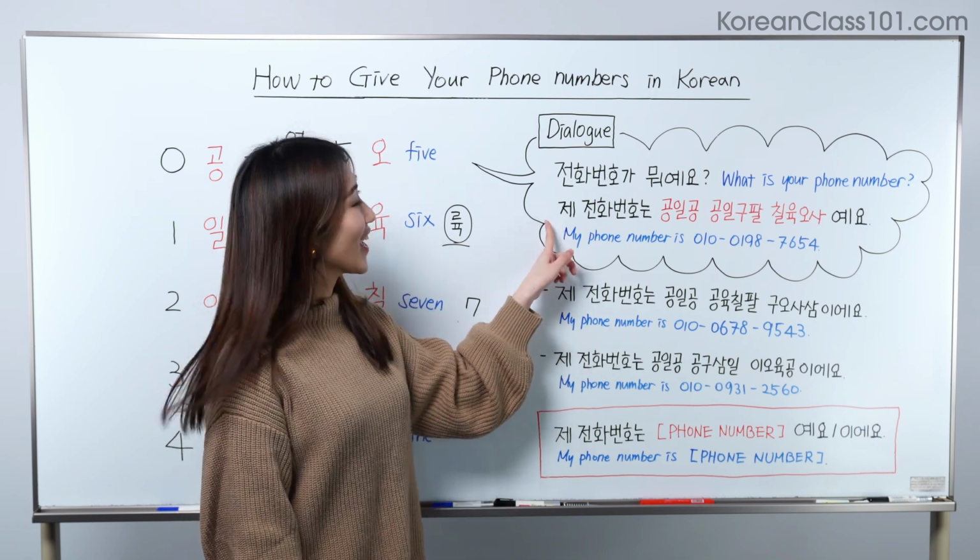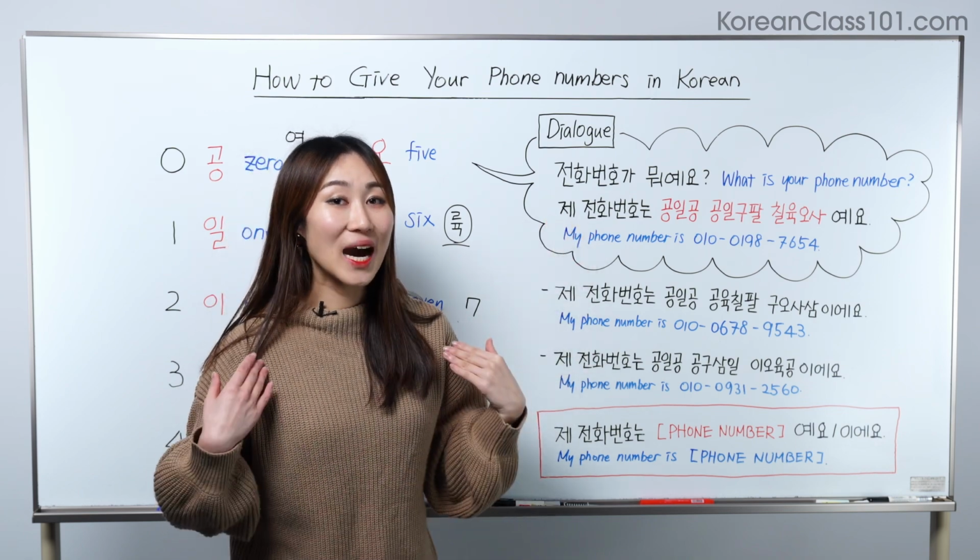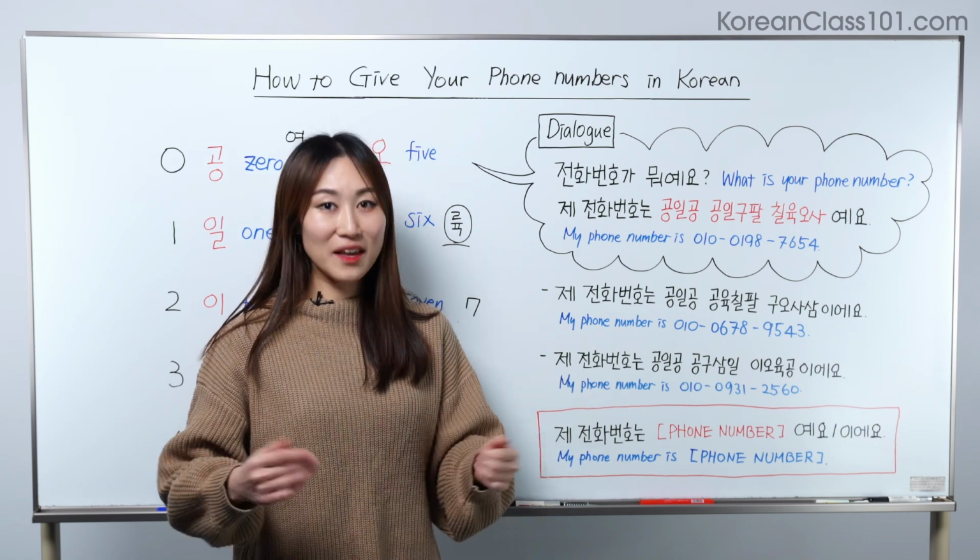제 means my. It's a humble way to say my.